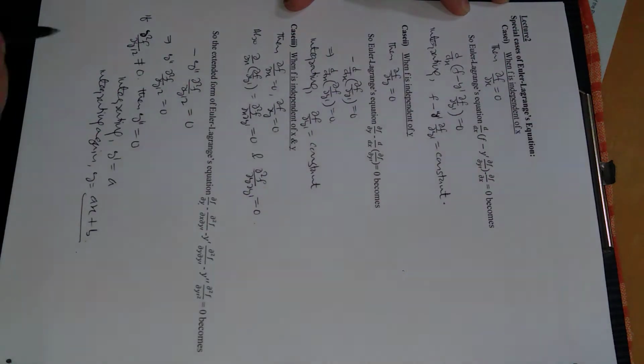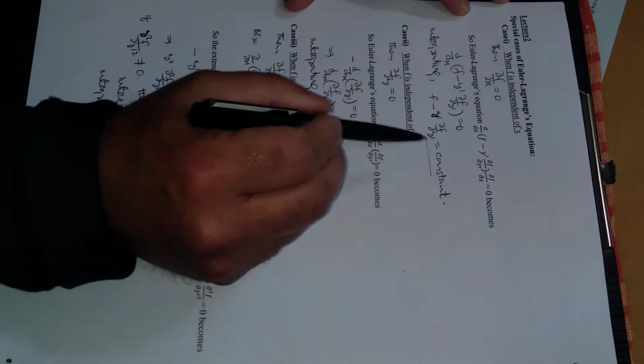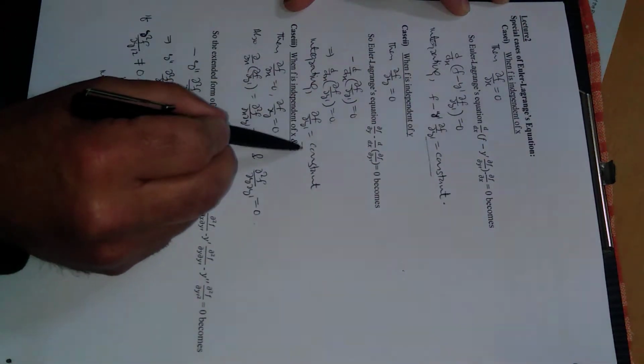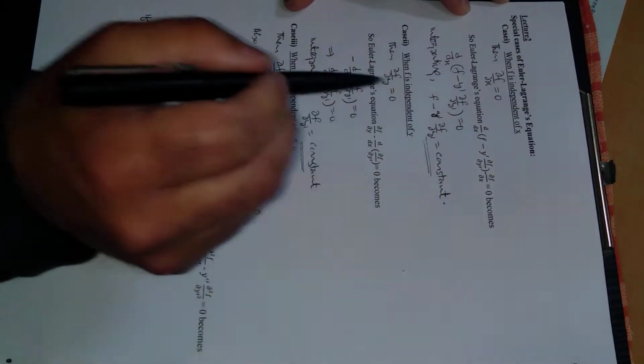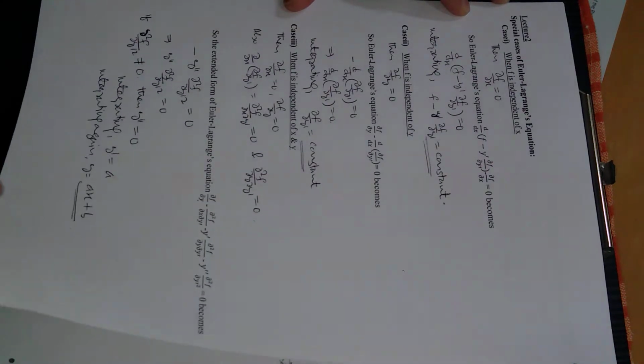So in numerical problems we can use these forms of the Euler-Lagrange equation. When f is independent of x, when f is independent of y, or when f is independent of both x and y, we can directly write the solution. This is the solution of the given extremal.